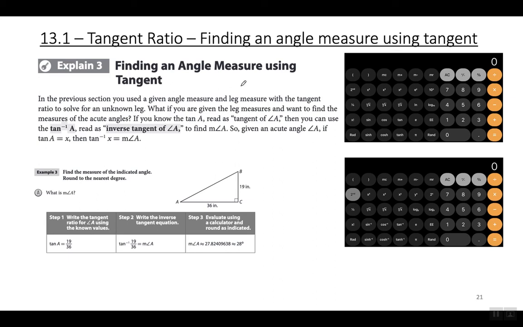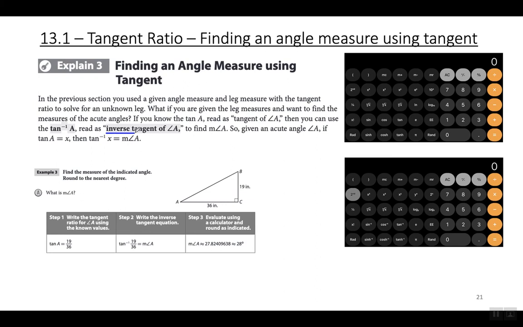Finding an angle measure using tangent. In the previous section, you used a given angle measure and leg measure with a tangent ratio to solve for an unknown leg. What if you are given the leg measures and want to find the measures of the acute angles? If you know the tangent of A, read as tangent of angle A, then you can use that button right here, which I'm going to show you how to find in a second, read as the inverse tangent of angle A. I know this sounds complicated, but I'm going to show you that it's not complicated at all, okay?